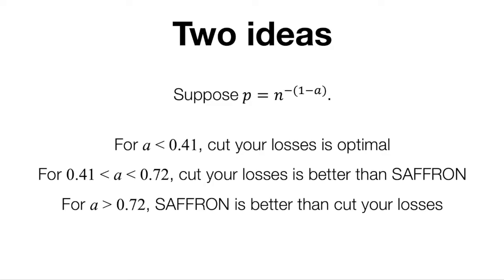A regime that is often studied is where p scales with n like this, where small a means extremely sparse and a nearer to 1 means not quite so sparse. It turns out that for the most sparse cases, cut your losses is optimal. It's provably the best you can do. In the kind of middle regime, cut your losses is better than SAFFRON, but in the dense regime, SAFFRON is better than cut your losses. So there really are regimes where either of these is better than the other.